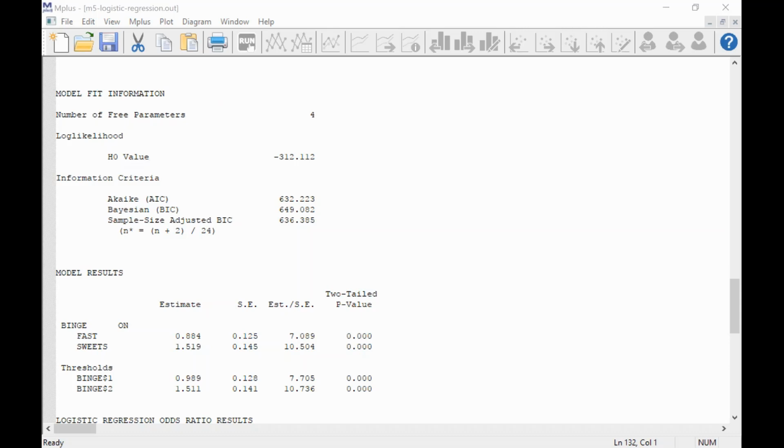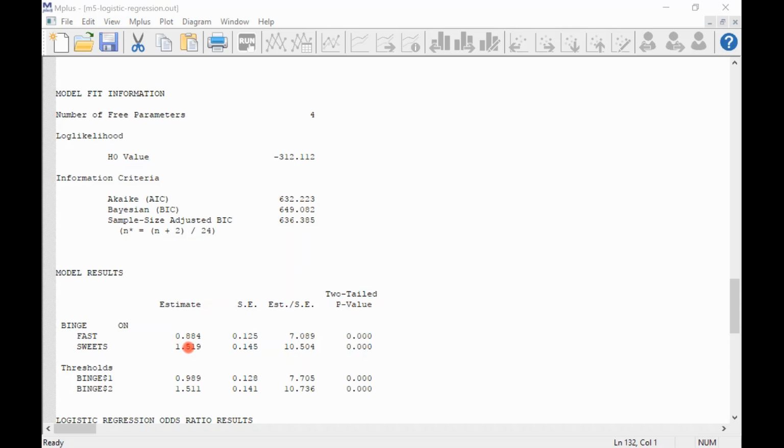Underneath you get the model results, which represents the unstandardized solution. These numbers here are the regression coefficients, and they are in the form of log odds. They are both positive and significant, as you can see here. This means that the likelihood of binge eating increases for people who have an increased craving for both fast food and sweets, and the path from sweets is stronger.